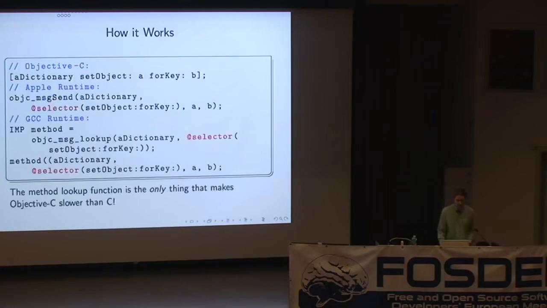So we have this message send operation. How does that really work? This is the same thing just up at the top. It's a message sent to the object called a dictionary. The method name is setObject:forKey:, and the 2 arguments are A and B. And if you're using the NeXT runtime or the newer Apple runtime, then this is just compiled to this single function called objc_msgSend. And that takes the object as the first argument, the selector, which is an abstract version of the method name, as the second argument, and then all of the other arguments after that.